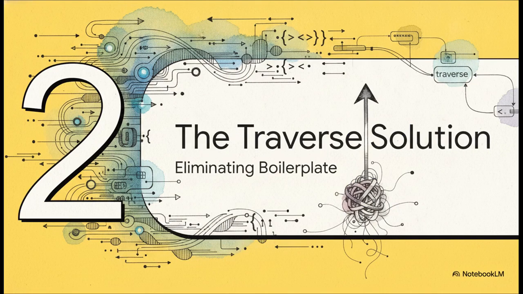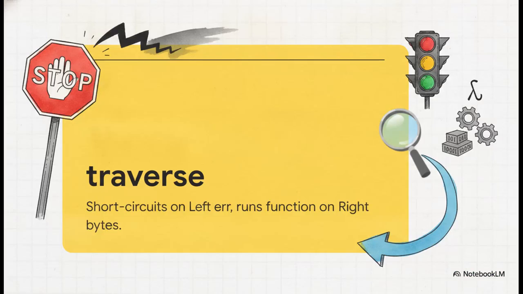Moving right along to Section 2, the traverse solution, where we actually eliminate that boilerplate. Let's break down this definition, because understanding traverse is absolutely central to the magic here. It's smart enough to understand the context of your data's success or failure. I want you to think of Left as a stop sign or an error state, and Right as a green light or a success state containing your actual data, which in this case is our bytes. Traverse basically just looks at your result. If it sees a Left error, it immediately short circuits. Boom, done. But if it sees a Right bytes, it actively runs your provided function on those bytes. You don't have to manually tell it to do this routing, it just inherently does the whole shebang for you.